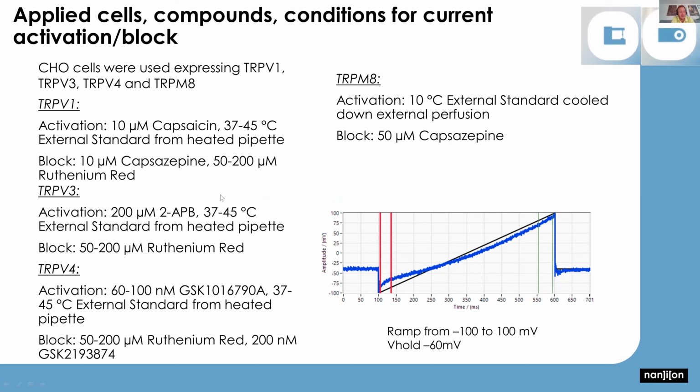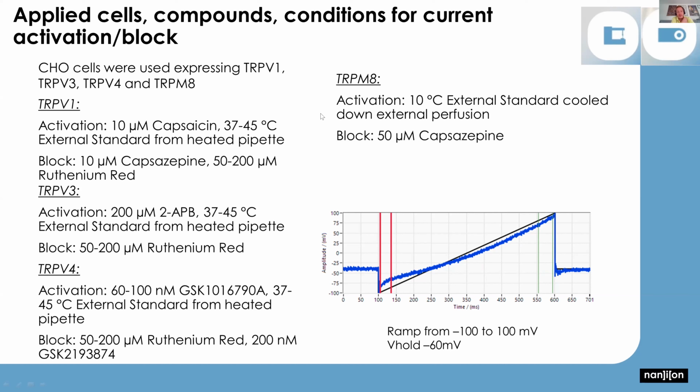In case of TRPV3, 2-APB was used and also heated external standard solution. In this case, ruthenium red was used to block the channels. In case of TRPV4, the GSK agonist, the TRPV4 channel agonist, was used and also heated pipette. And to block the currents, ruthenium red and the GSK antagonist were used.